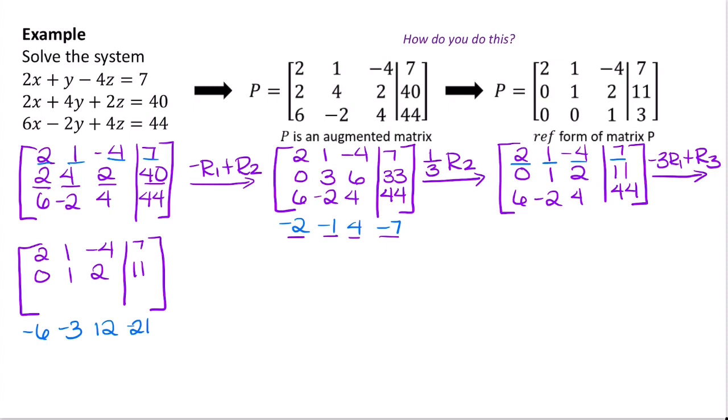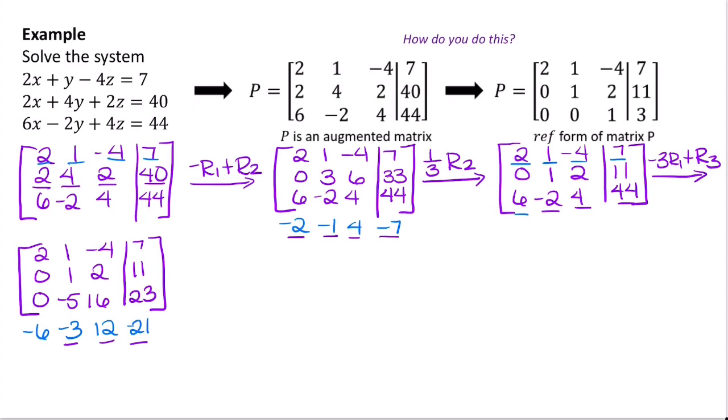So now let's go ahead and add those values to the elements of row 3. So 6 plus -6 is going to be 0. -2 plus -3 is going to be -5. 4 plus 12 is going to be 16. And 44 plus -21 will be 23. So now we have the 2 zeros that we needed in column 1. So let's continue simplifying this matrix.